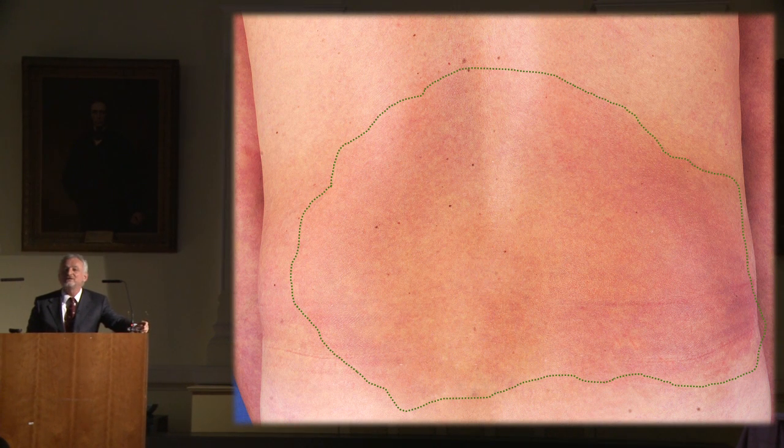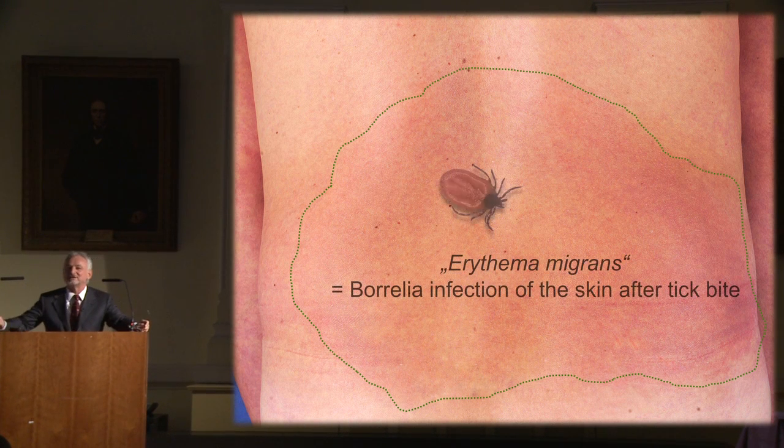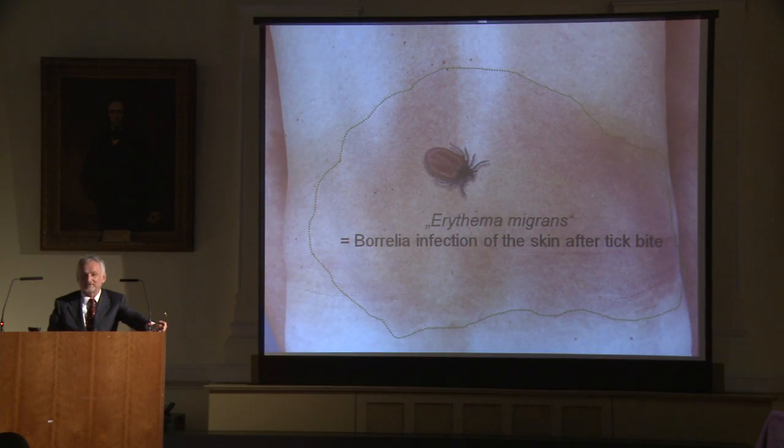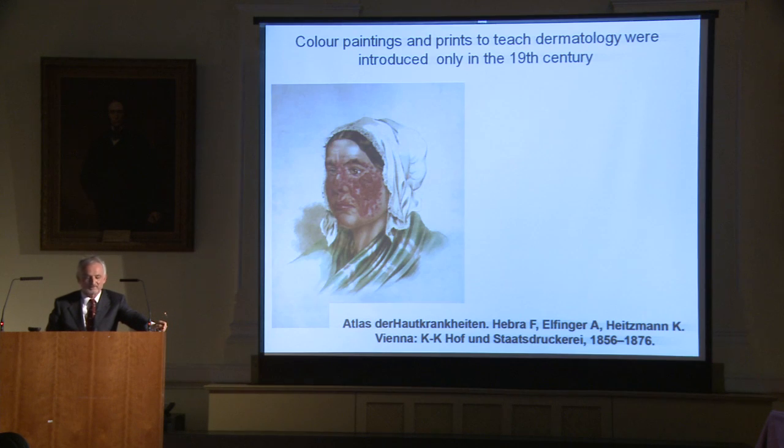It's a discrete red, and we don't only see the red, we see the cause. Once we see that, we have the diagnosis. It's erythema migrans, a Borrelia infection of the skin after a tick bite. Now, of course, we also treat it. We don't only diagnose it.